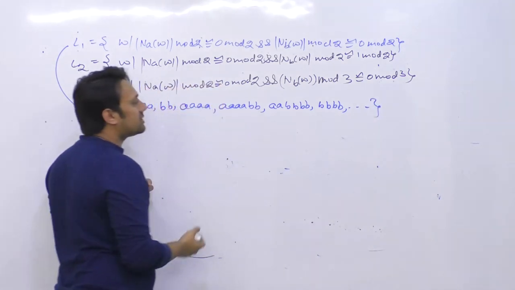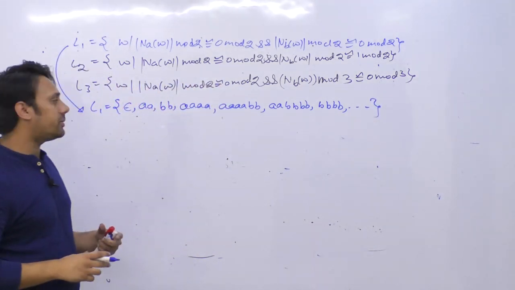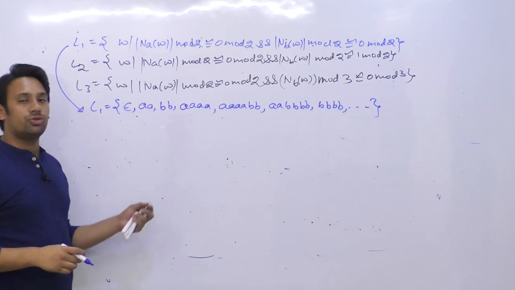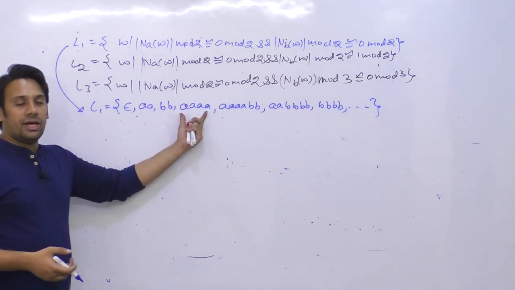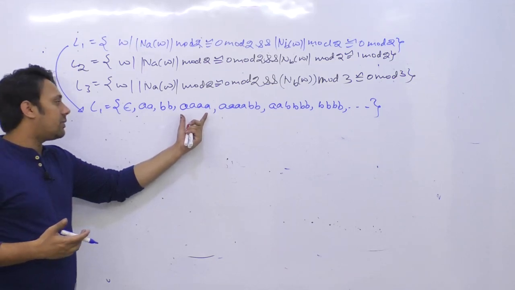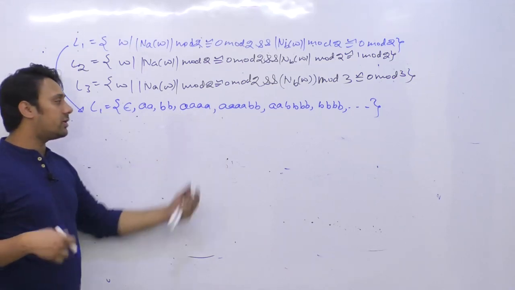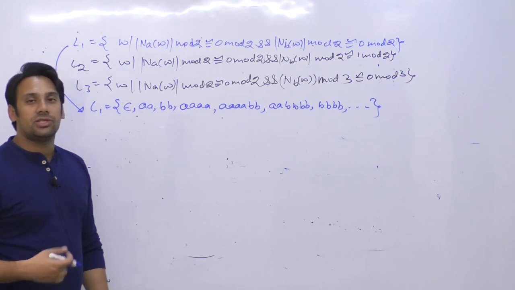I mean, we are not really concerned about whether A and B are equal or not, we are only concerned about that they should be individually even. So here number of B's are 0. And that is also an even number. Number of A is 0, that is also an even number. So we are only concerned about individually they should be even.